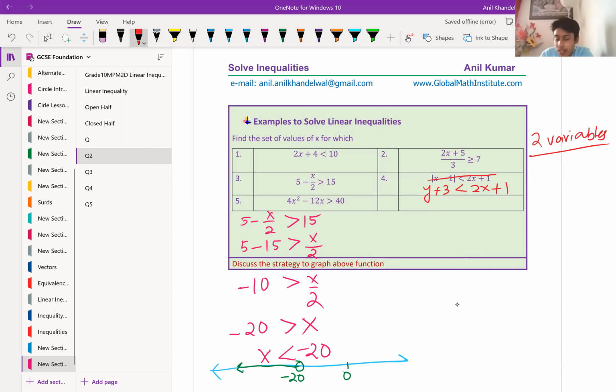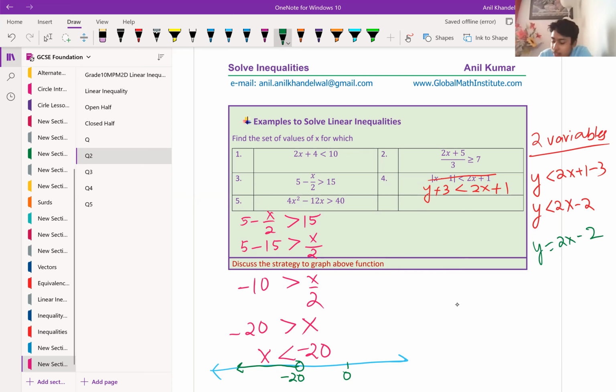So what I would do is bring plus 3 and plus 1 onto one side. So it would be y is less than 2x minus 2. Let me write plus 1 minus 3, so I'll get minus 2. Let me do it in two steps. 2x minus 2, that is clear. So basically, you get a region which is below a line, and the equation of the line is y equals 2x minus 2, right?